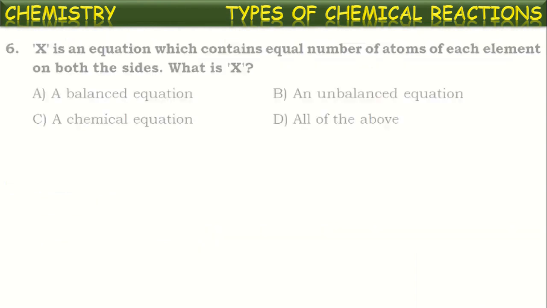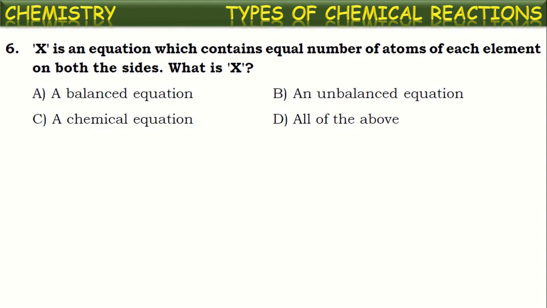Okay, next one. X is an equation which contains equal number of atoms of all the elements on both the sides. Then what is that X? What do we call that equation in which the number of atoms of all the elements on the reactant side are equal to the number of atoms of all the elements on the product side?